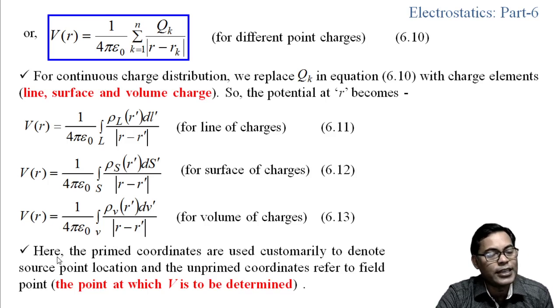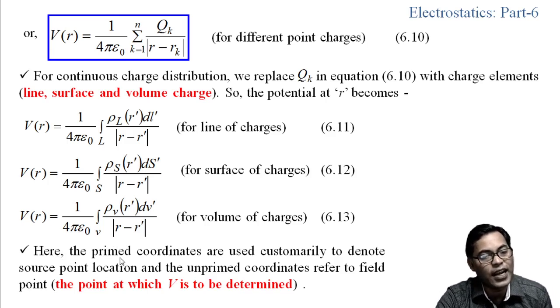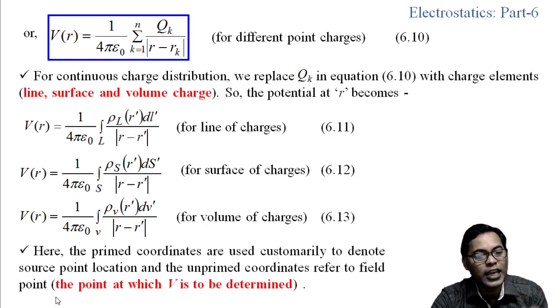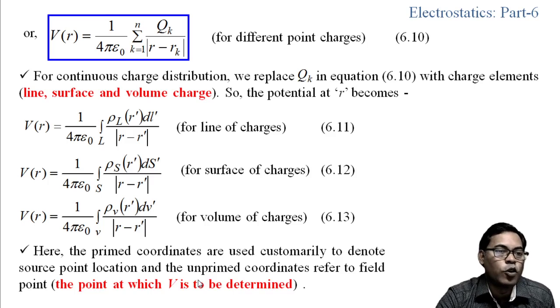Now again, you can see that the primed coordinate, that is r prime, is used customarily to denote the source point location, and the unprimed location refers to the field point, that means where we want to find the potential V. So that is the calculation of V.